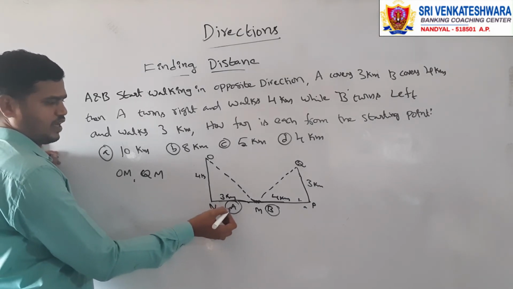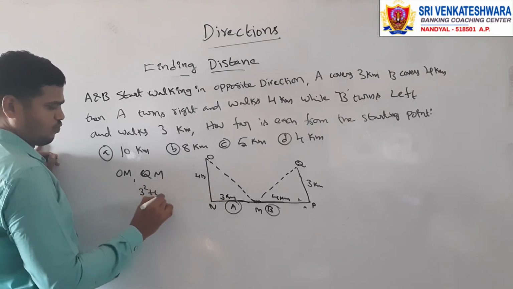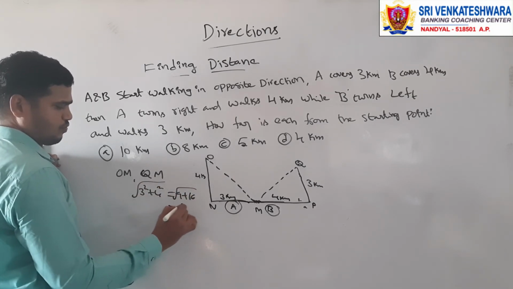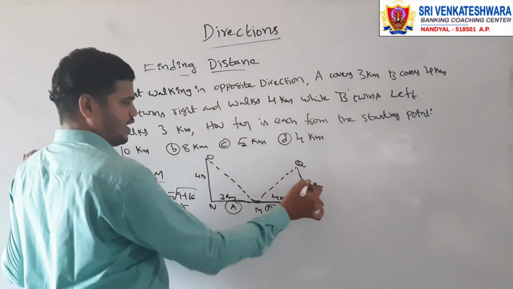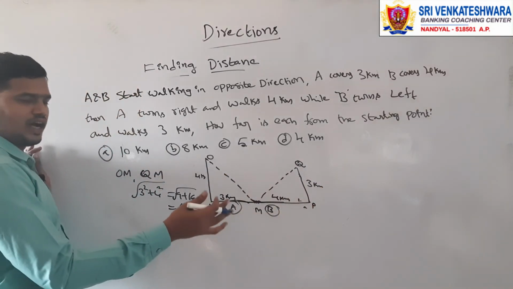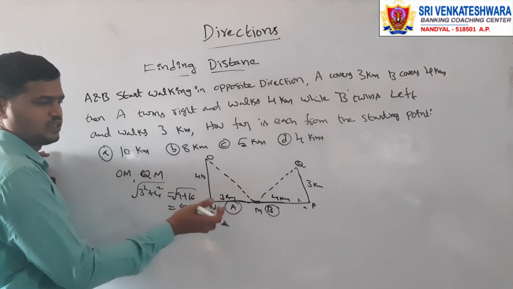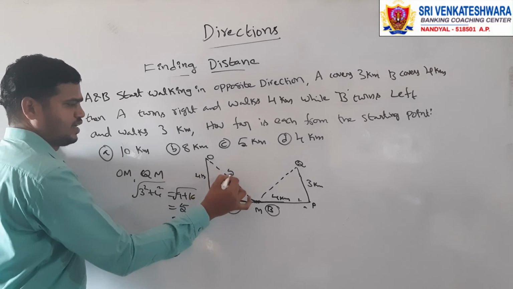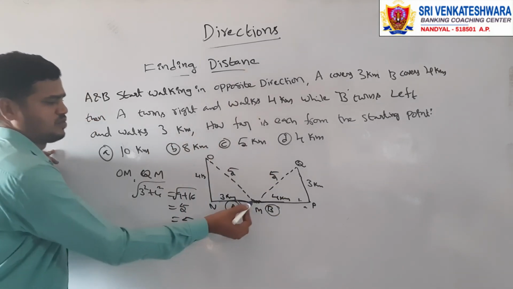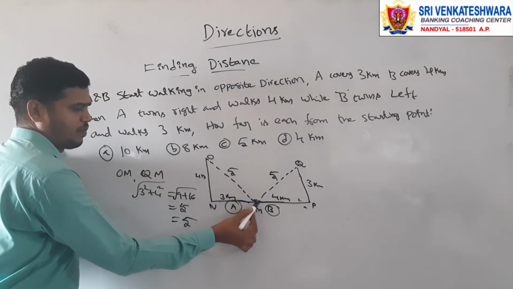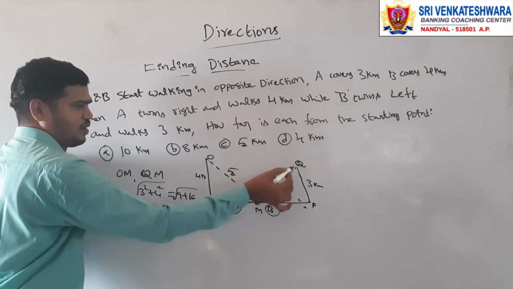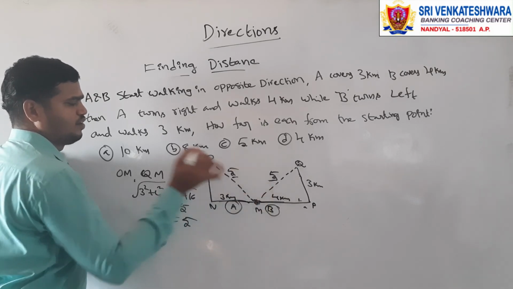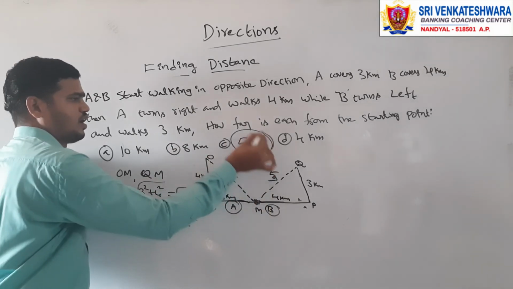What is the distance for A? So 3 square plus 4 square. Square root of 9 plus 16, so 5. Same, and here also the same thing. No need to do it once again because both are the same: 4, 3, 3, 4. There is no change in this one. So this is also 5. So from the starting point, the distance of B and the distance of A should both be 5 and 5. So this is your answer.